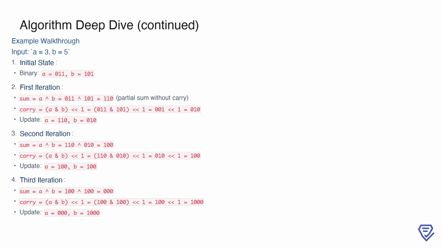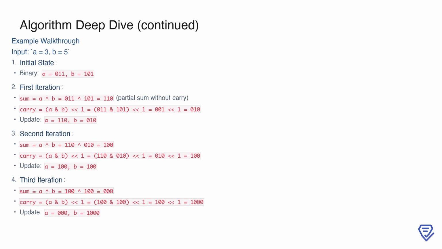We then update a to 110 and b to 010. In the second iteration, we repeat the process. The new sum is 110 XOR 010 equals 100, and the new carry is (110 AND 010) << 1 equals (010) << 1 equals 100. Updating the variables, we now have a equals 100 and b equals 100.